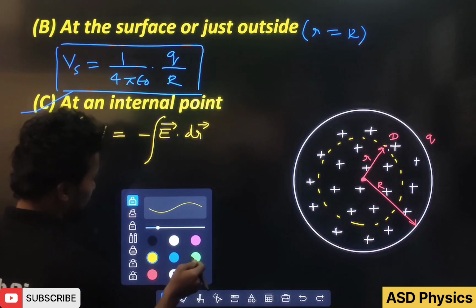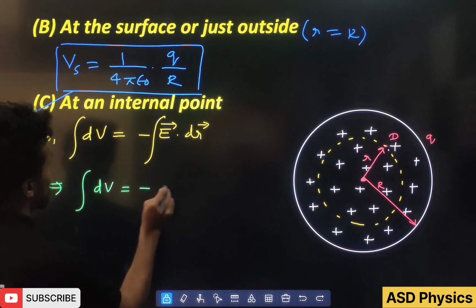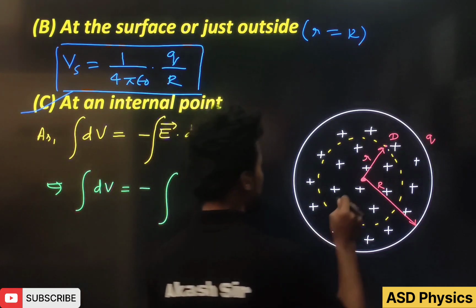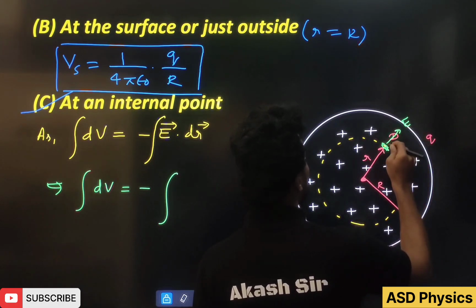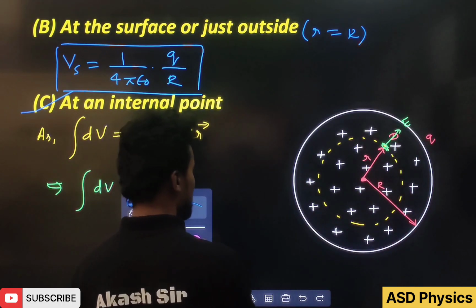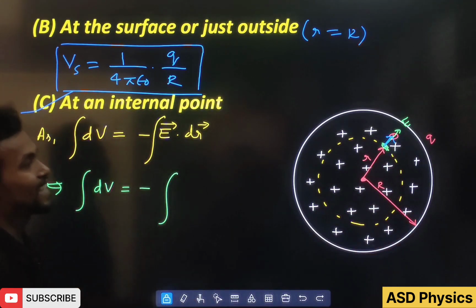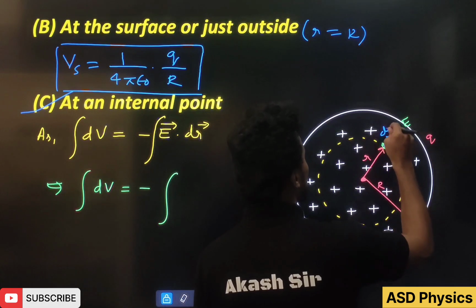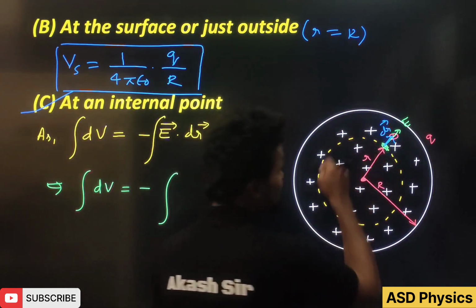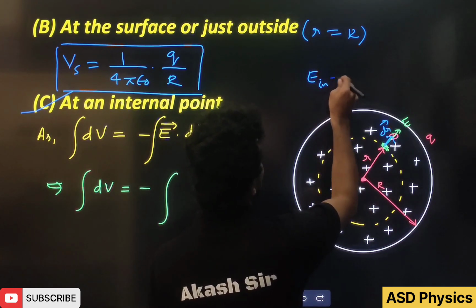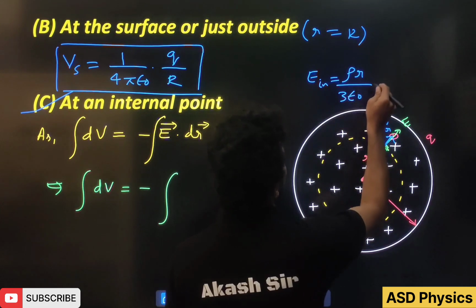Now students, we have to put the values. dV is equal to minus electric field. If I see at this point, the electric field will be outward, and dr, not area, dr, the radial vector, is also in the outward direction. So what will happen here? Do you know the value of the electric field inside? As I remember, you also have to remember that the electric field inside is given by rho r by 3 epsilon naught.